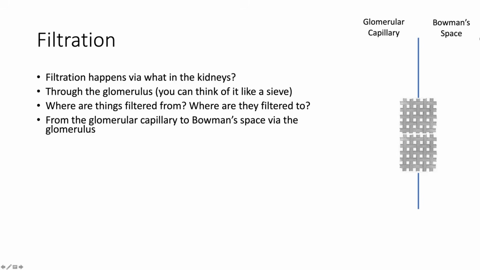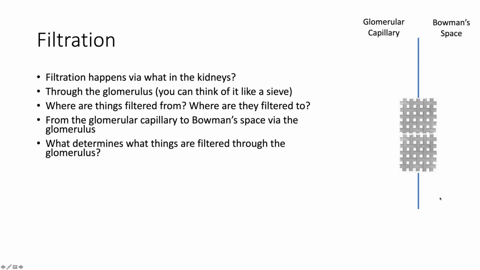It's the exercise that I wanted. So basically, you can think about this as you've got your sieve, right? Your little mesh, which is your glomerular basement membrane. And before it, you've got the glomerular capillary, and after it, you've got Bowman space. Pretty much it.